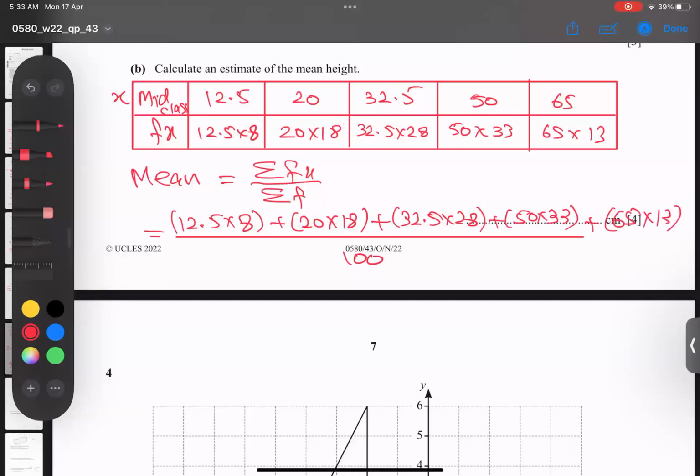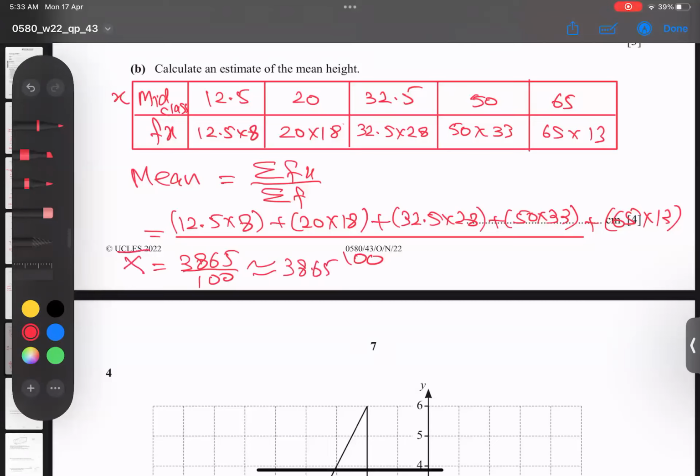So it is a matter of typing in the calculator, and I am just typing now, and let's see. 12.5 into 8 plus 20 times 18 plus 32.5 into 28 plus 50 times 33 and plus 65 into 13. It is coming as 3865 by 100. And finally, I get 38.65.